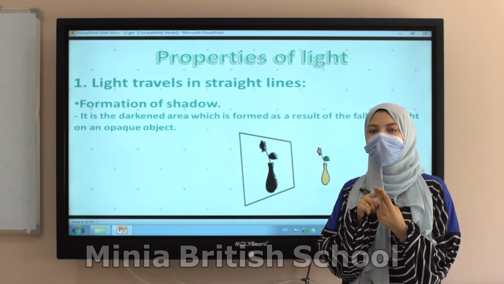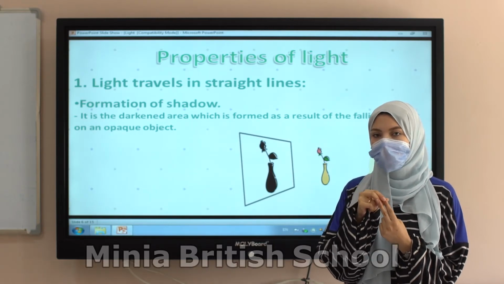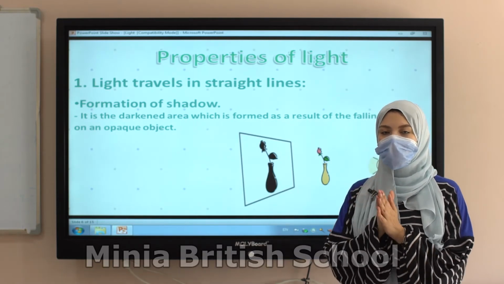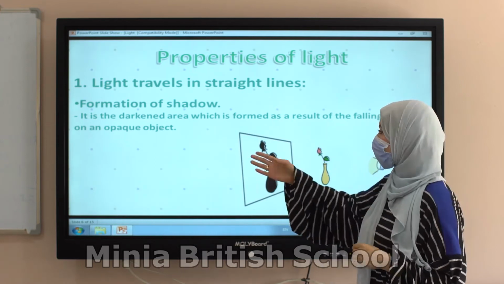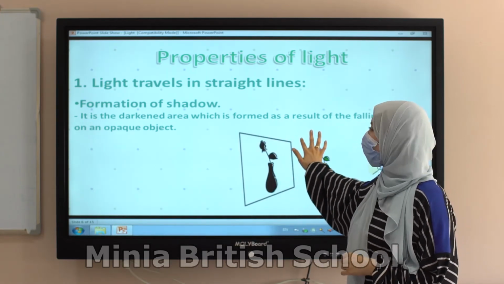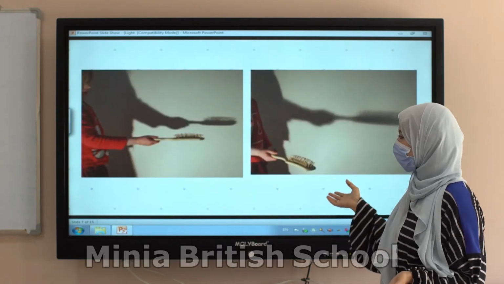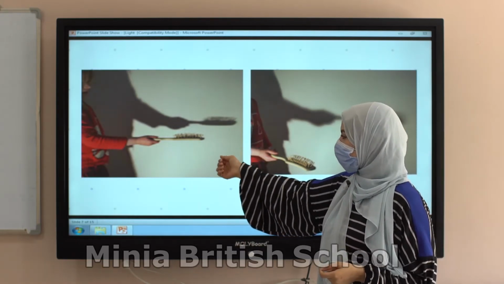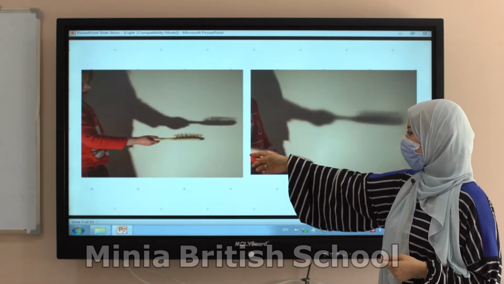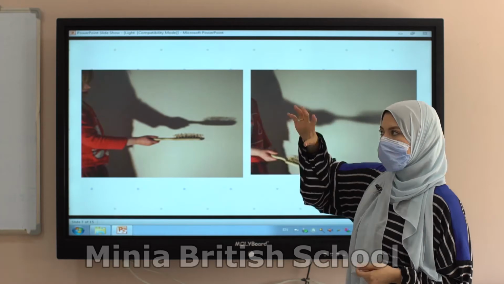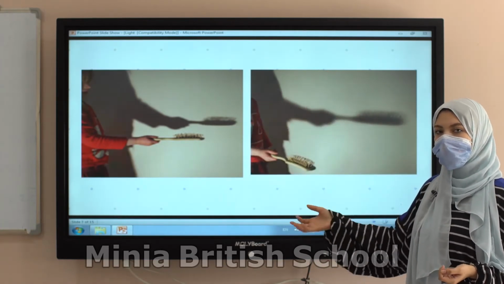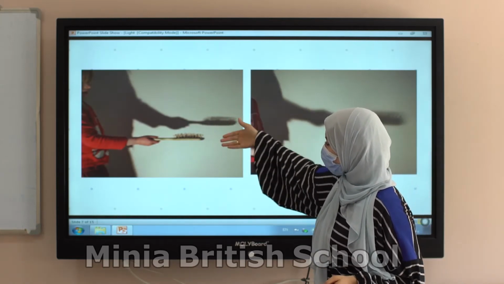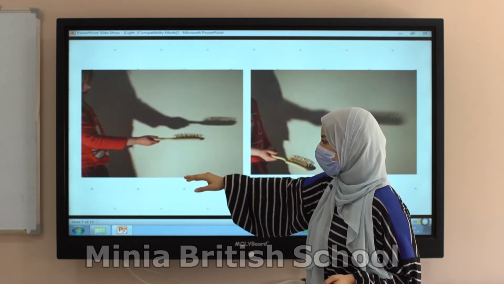So we have two applications of the first property of light. First, formation of image from narrow holes, which is considered the idea of the camera. Second, formation of shadow. Like this picture, when you go to sleep, if you turn on the torch on an opaque object, you can see a shadow formed on the wall. It's a darkened area formed because light falls on an opaque object.